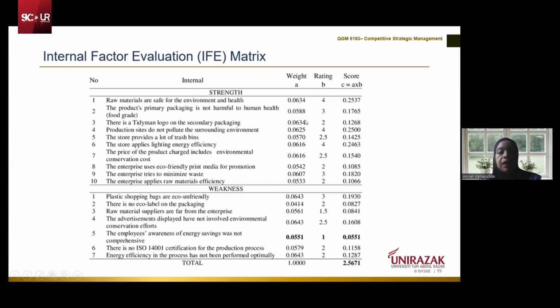Okay, and then the rating is always 1 to 4 only. Yeah, the highest is actually 4. The least one is actually 1. Okay, so you can see it's actually highlighted here.